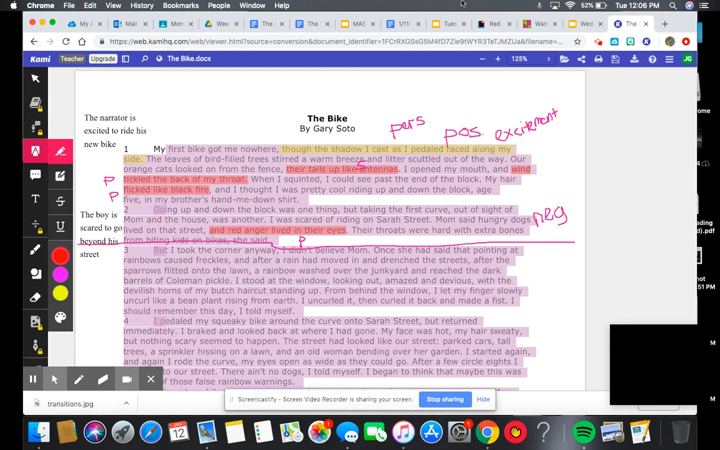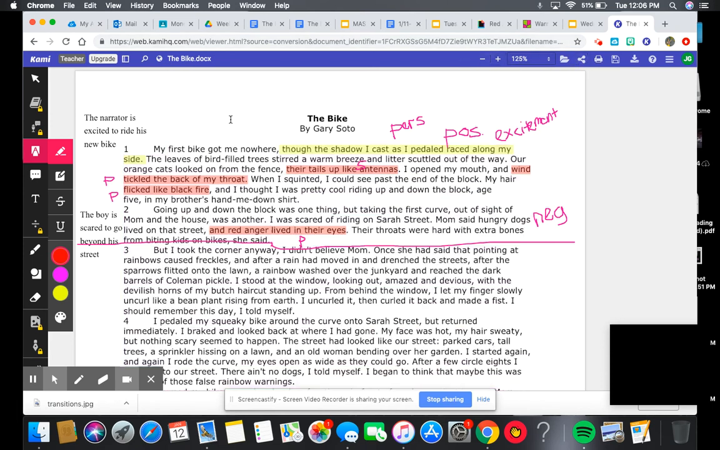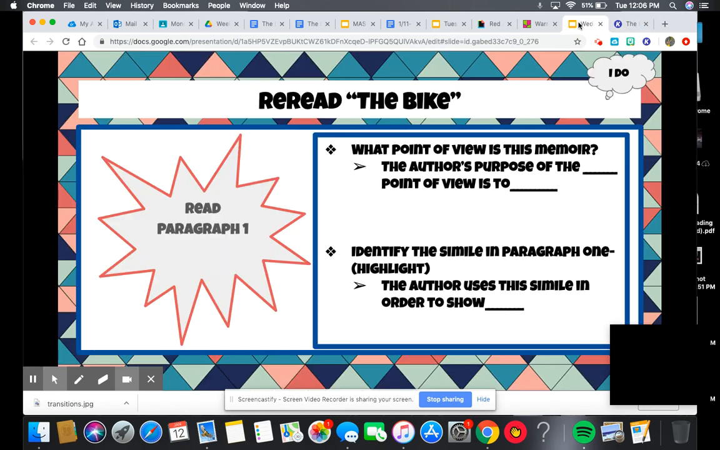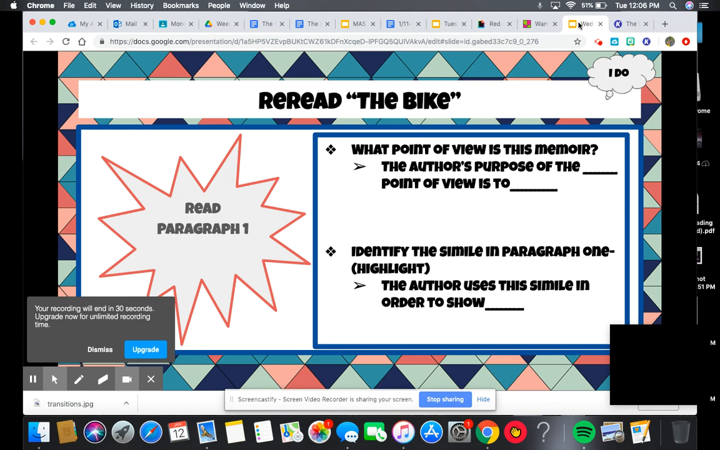Oops, I did not mean to highlight the whole thing. Because it has the words my and I, he's telling it from his point of view. So on this question, the author's purpose of the first person point of view is to, and it always is going to give you insight. I can only know Gary Soto's point of view, his thoughts, his experiences. I will not know Mom's thoughts or experiences because it's not told through her point of view. So the purpose of the first person point of view is to give insight to Gary Soto's experiences and feelings.